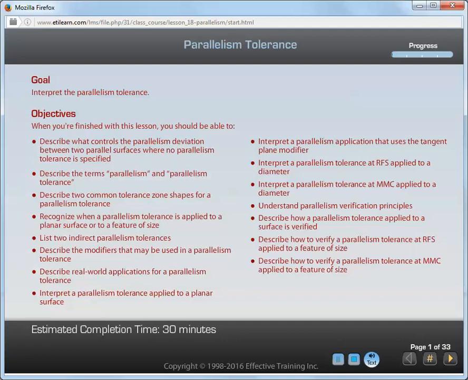Understand parallelism verification principles. Describe how a parallelism tolerance applied to a surface is verified. Describe how to verify a parallelism tolerance at RFS applied to a feature of size. Describe how to verify a parallelism tolerance at MMC applied to a feature of size. It will take approximately 30 minutes to complete this lesson.